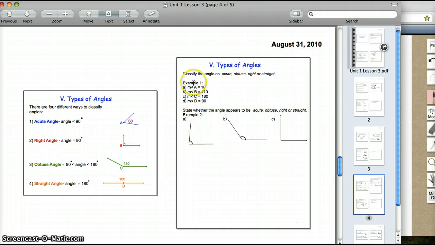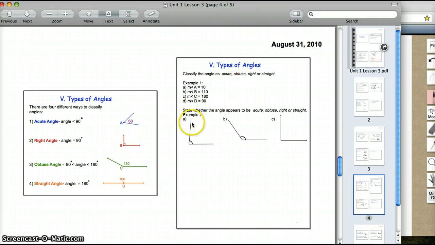So let's look over here. Example 1 says, the measure of angle A is 10. So is it going to be acute, obtuse, right, or straight? A measure that equals 10 is going to be acute because it's less than 90 degrees. Look at B. The measure of angle B is 110 degrees. It's going to be obtuse because it's larger than 90 degrees. Now the measure of angle C is 180 degrees, and that forms a straight line. And the measure of angle D is 90 degrees, which forms a right angle.